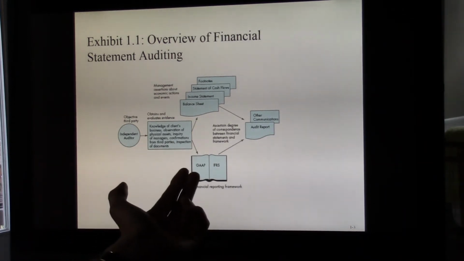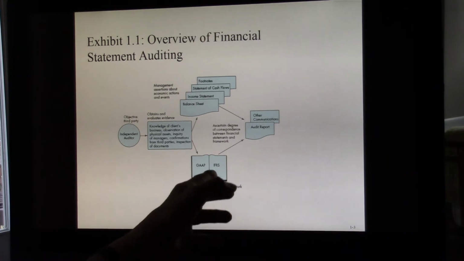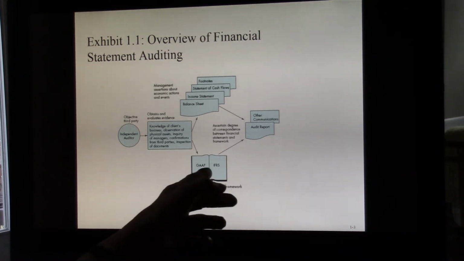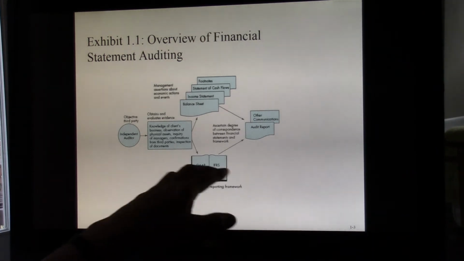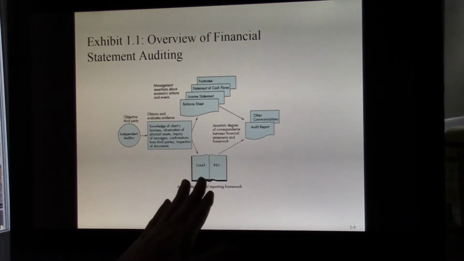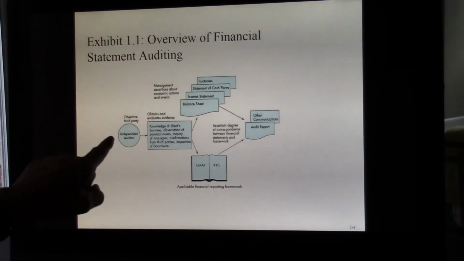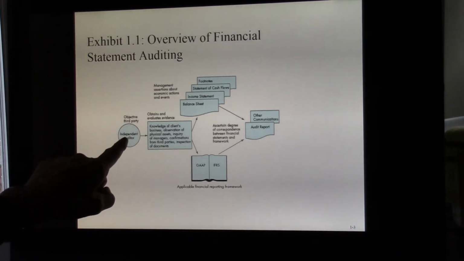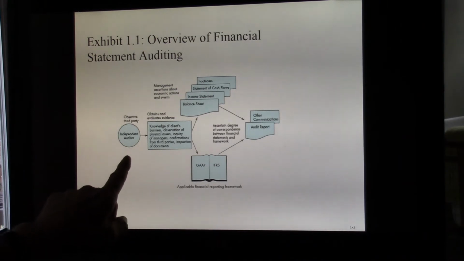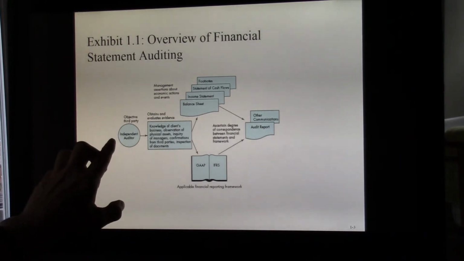When they prepare these, they're supposed to prepare them according to a framework. In the United States, we talk about U.S. GAAP, but certainly an international company, Royal Dutch Shell, might use IFRS. So these financial statements are supposed to be prepared in accordance with a framework. Auditors come along. We're an objective third party, so people can trust us.